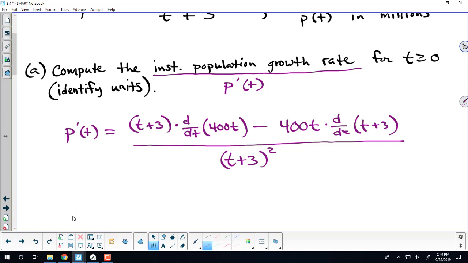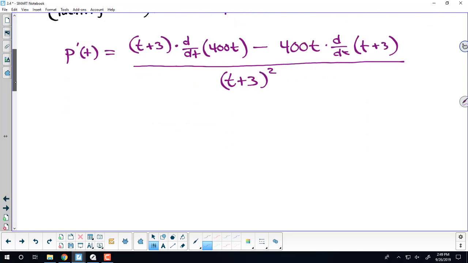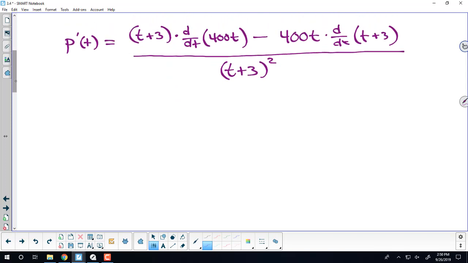So we have the derivative of 400t. Yeah, you can split it up. It's a constant times a function of t. The derivative of t is 1 times the 400 that we pulled out. Derivative of 400t is 400. And derivative of t plus 3 is 1.